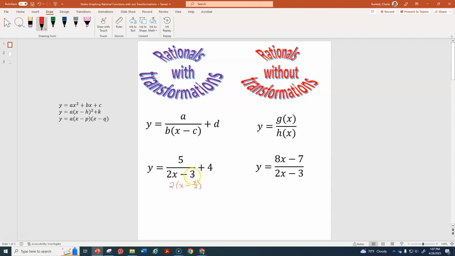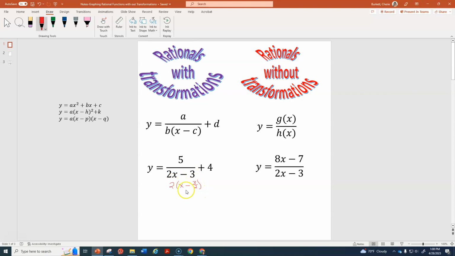My c, now that I've factored out that 2, is 1.5 or 3 over 2. And so that means that my graph is going to be shifted horizontally to exactly 1.5, because that's what 3 over 2 is. And then I'm also going to shift it up 4. All of this is look and know information. Other than factoring out that b, I can just look at it and notice the parameter change, and describe the transformations.